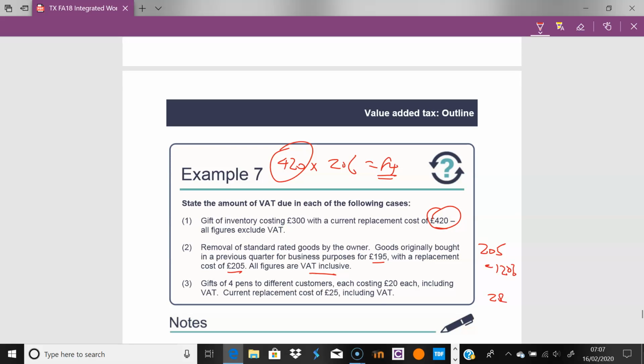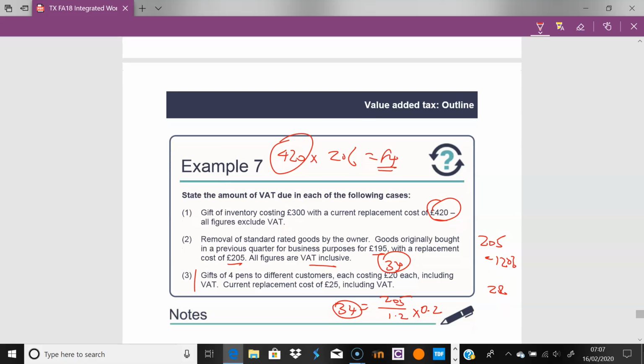I'm looking for 20%, right? So that's really 205 divided by 1.2 times 0.2, in effect, or a sixth of that, ultimately, which gives us 34. So the relevant VAT here is 34, because we're dealing with everything based on the replacement cost. These are gifts of pens, totally relevant. They're less than £50, so it's okay. So there we have that.